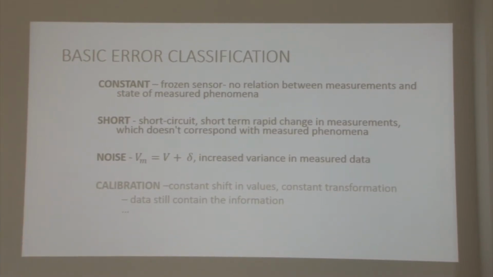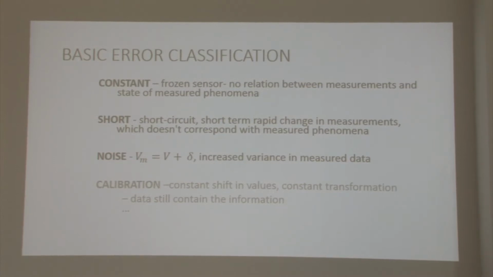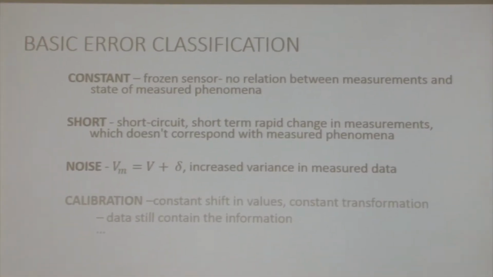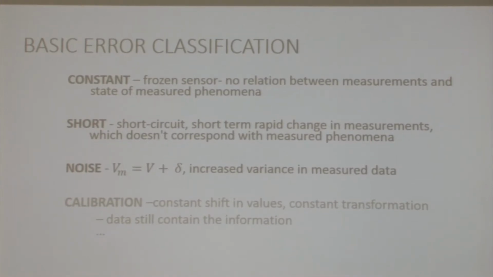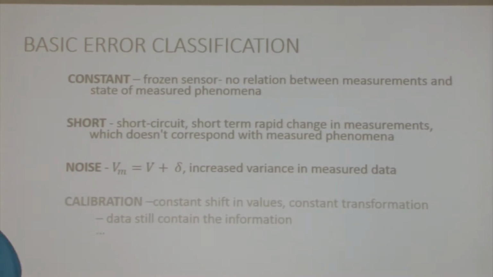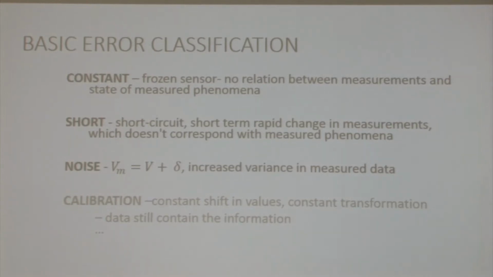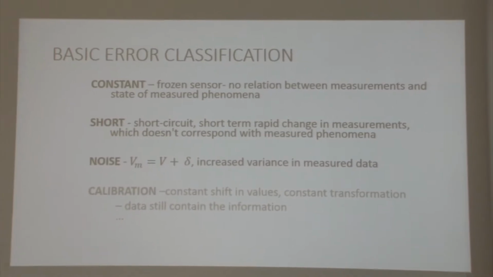Another typical is a short value, a short error, for which it is typical that for a short period of time the sensor shows rapidly different values. It might be caused by short circuit in a circuit, or some interference, maybe some radioactivity or something like that. Another is noise, for which it is kind of typical that the measured values have significantly higher variance than usual.